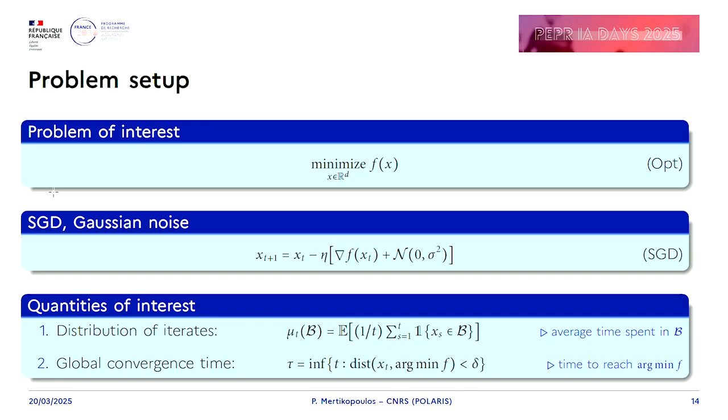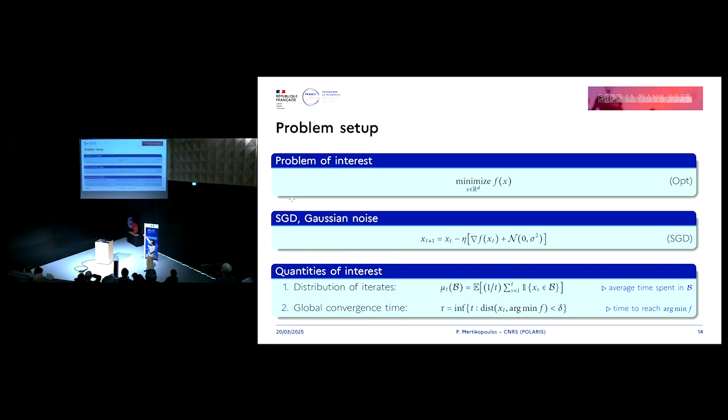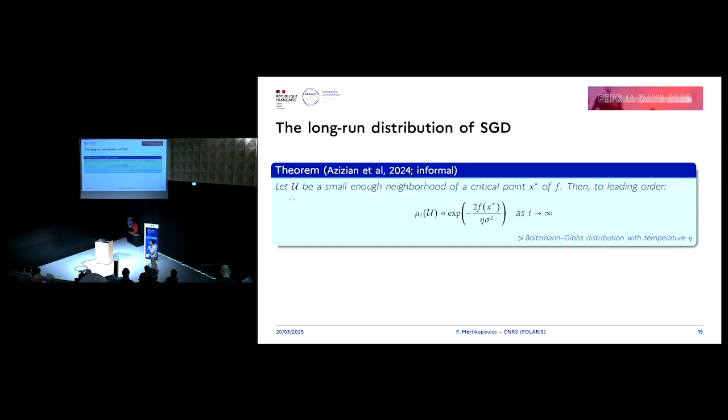All right, and as I said, in this general context, what we want to find is, first of all, what is the long-run distribution of iterates? So given a set, how much time does SGD spend near this set? In the limit, when we look at the long-run distribution, this would be an invariant measure of SGD, and also the time that it takes for SGD to reach the vicinity of a global minimum. So these are the two quantities that we would like to study: the empirical distribution, or the occupancy measure of SGD, and the global convergence time, the time it takes to get within delta, let's say, of an optimizer.